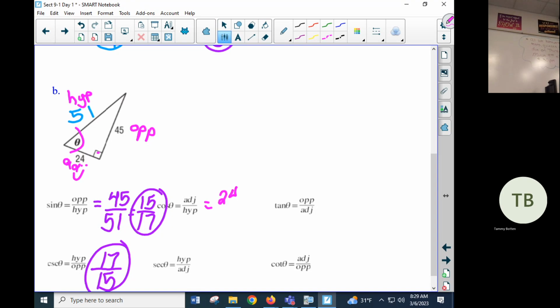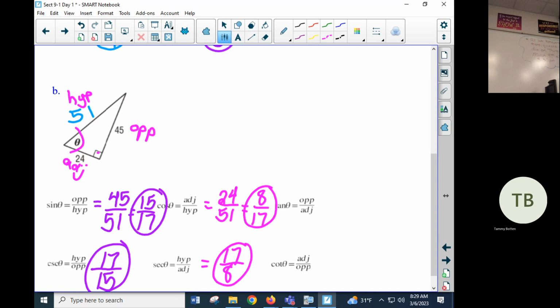Adjacent is 24, hypotenuse is 51. 3 goes into each of those. 3 goes in here 8 times. 3 goes in here 17 times. And then down here, you'd flip it.